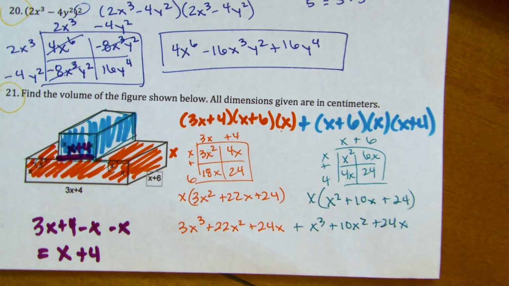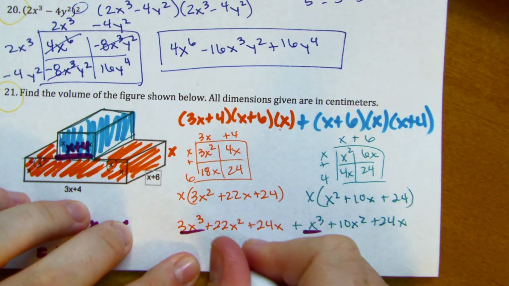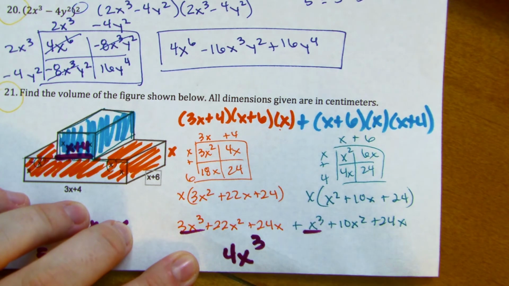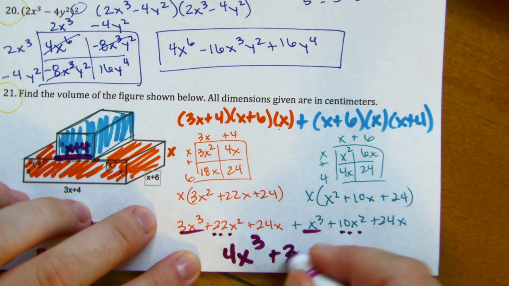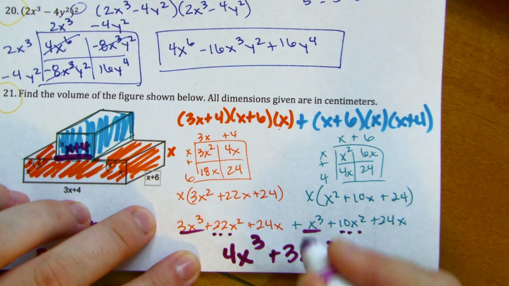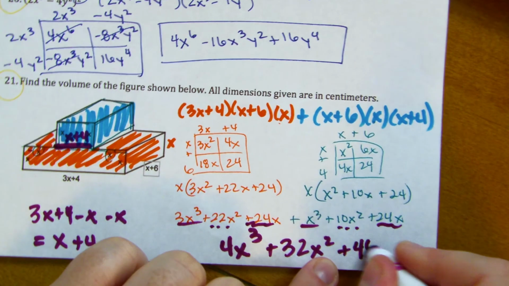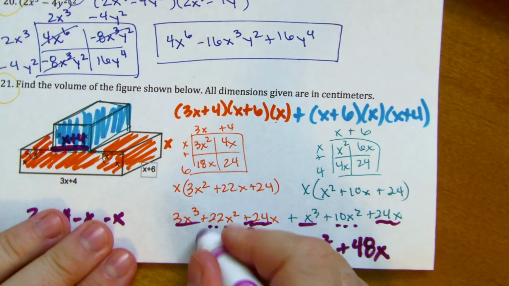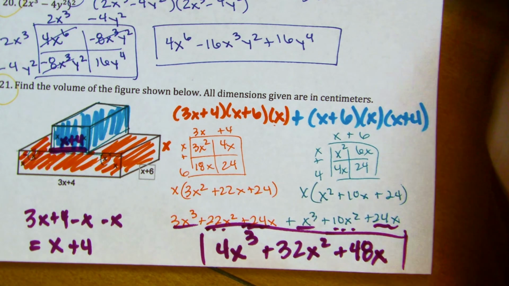And then combining like terms, our final answer, we've got x cubed and 3x cubed. That's 4x cubed. I've got 22x squared and 10x squared. That's 32x squared. And I've got 24x and 24x gives me 48x. And that is our volume, and that brings us to the end of this section.